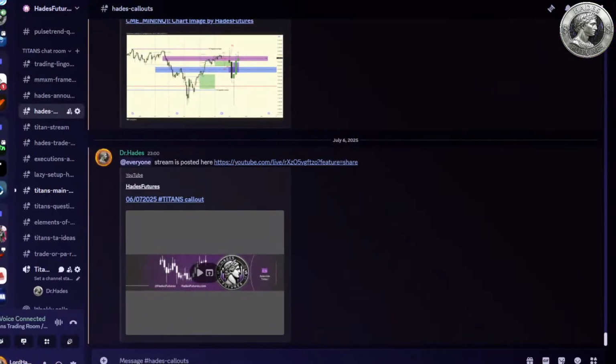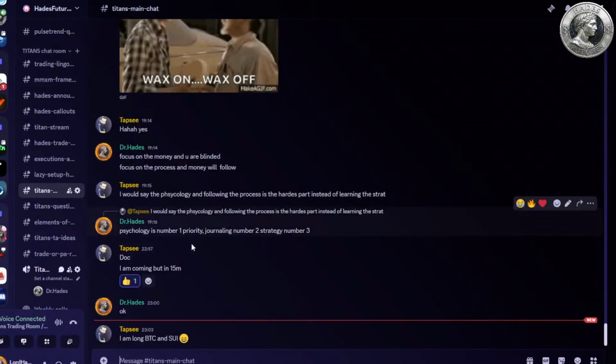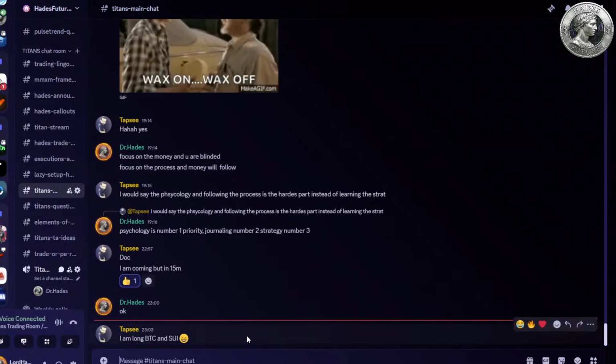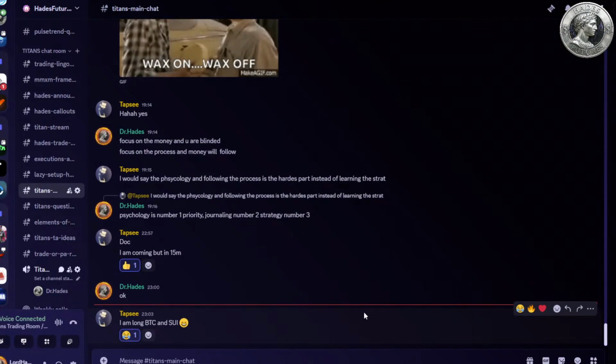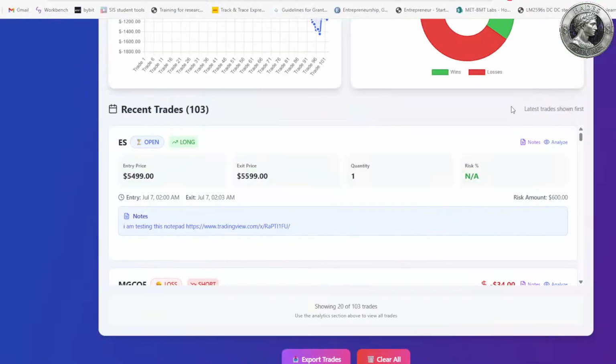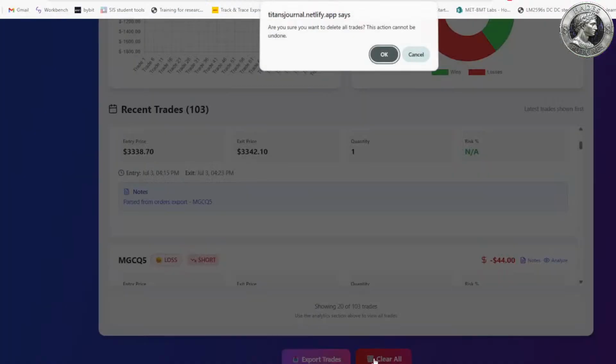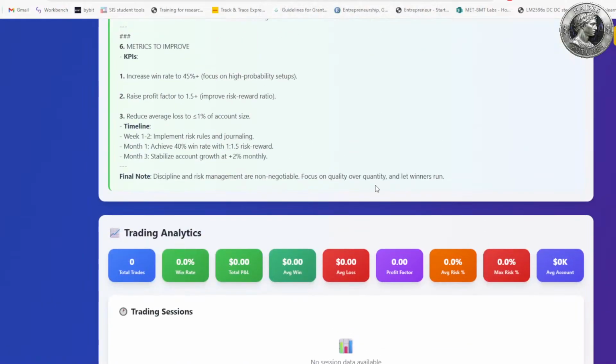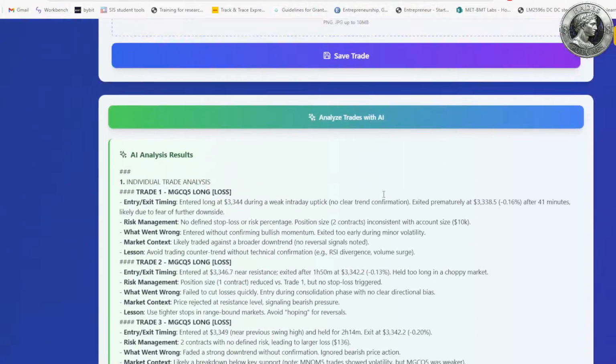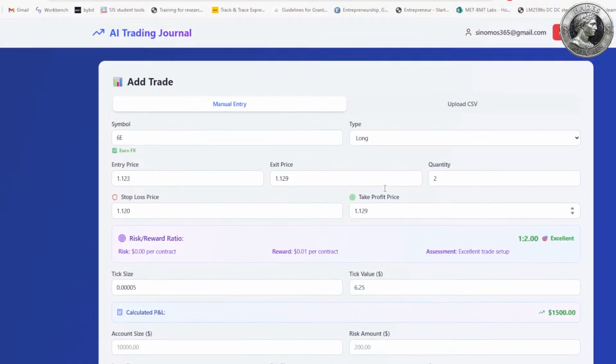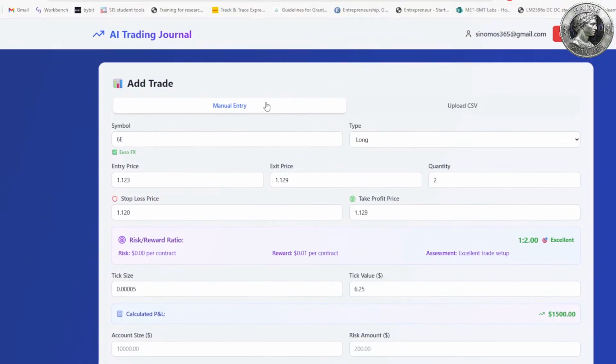Anyone here yet? Not yet. I am long BTC and SUI. Yeah. And then if you want, you can clear this and start fresh. Okay, so if you log out and you log in, you will have your stuff there ready.